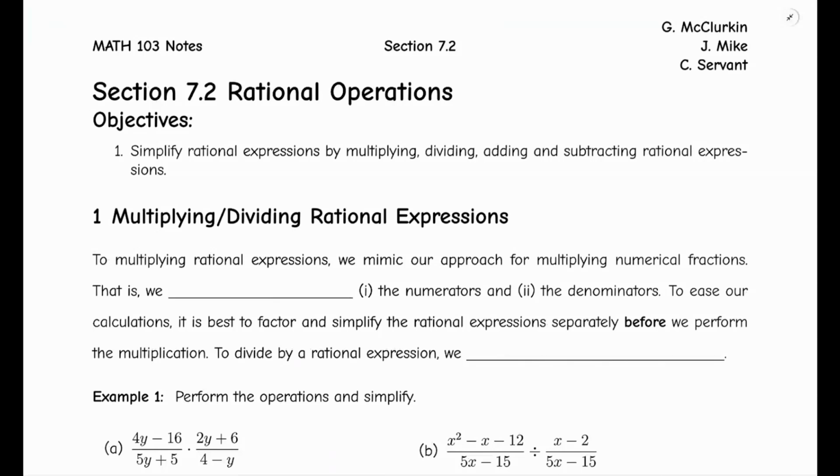That is, we multiply across the numerators and the denominators. To ease our calculations, it is best to factor and simplify the rational expressions separately before we perform the multiplication. To divide by a rational expression, we multiply by the reciprocal.